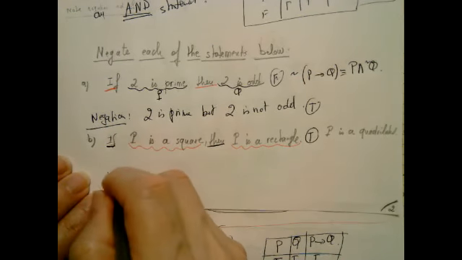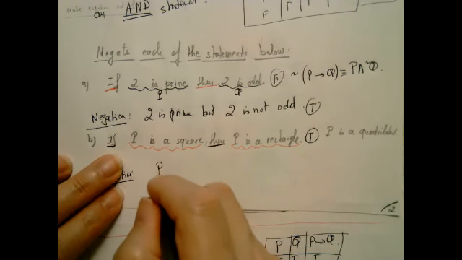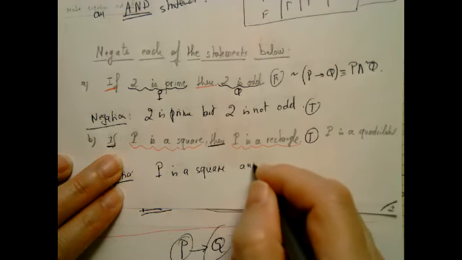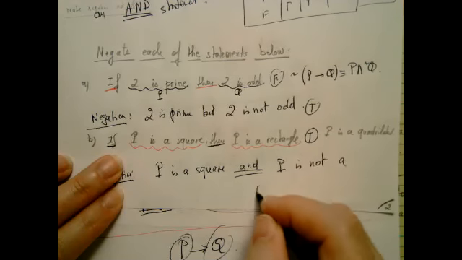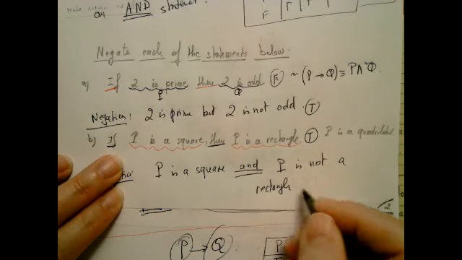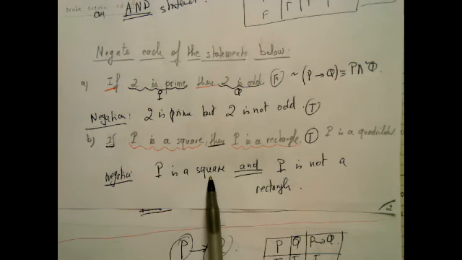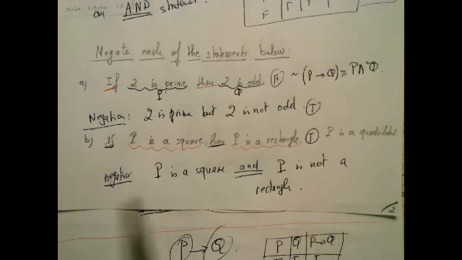So the negation is: P is a square and P is not a rectangle. Okay, so the way we negate an if-then statement is not an if-then. An if-then statement is false when the hypothesis is true and the conclusion is false. That's how we negate. We're capturing how it is possible for my statement to be false.